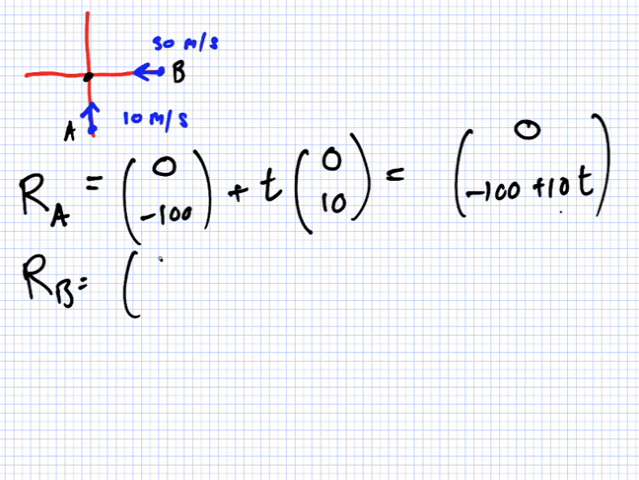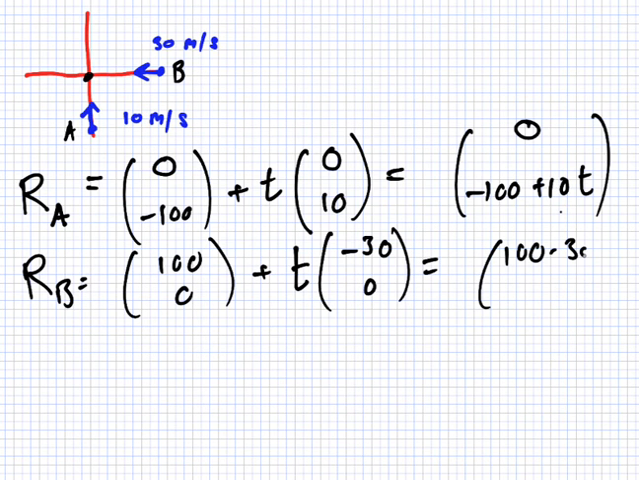We can do the same thing for car B. It would be (100, 0) plus t times (-30, 0). So that would be (100 - 30t, 0). So again, when t is 0, you can see it's 100 meters away. When t is 1, you can see it's 70 meters away, (70, 0). When t is 2, you can see that it's at (40, 0).